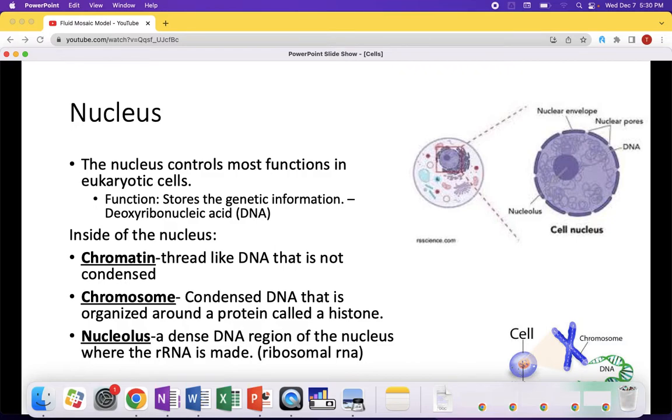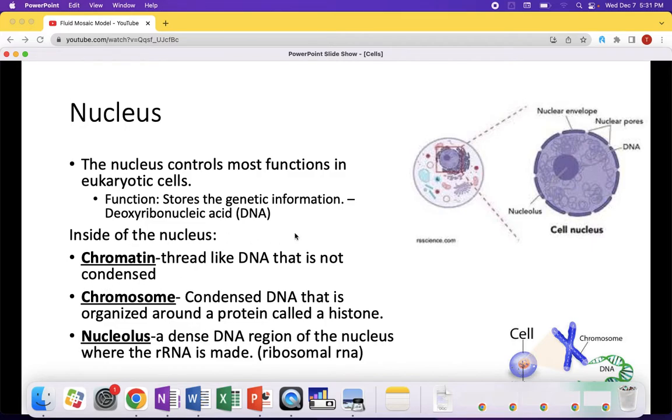The nucleus is what controls pretty much everything in eukaryotic cells. It is not in existence in prokaryotes. The prokaryotes don't have a nucleus, they have a nucleoid, which is the area where the genetic information exists. Now, the nucleus stores the genetic information, the DNA, or deoxyribonucleic acid.